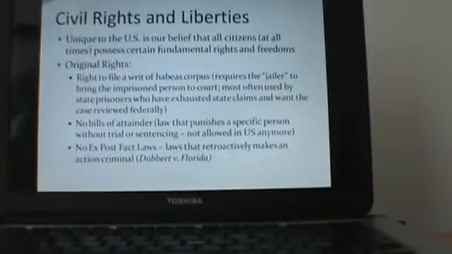There are no bills of attainder. Basically, that means that you punish someone, you put them in jail without a trial or sentencing. However, we will see this as it comes up in later chapters. There's an argument that the U.S. Patriot Act has actually revisited or revived the Bill of Attainder.